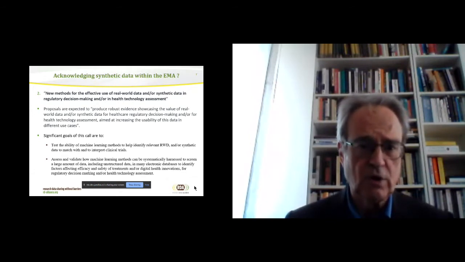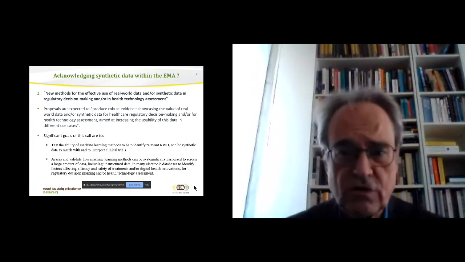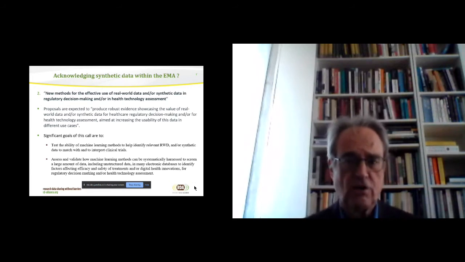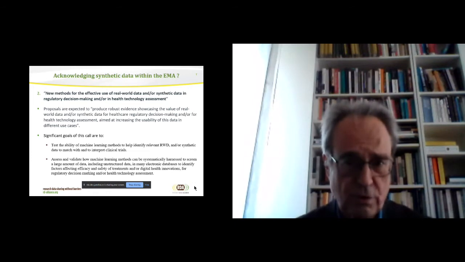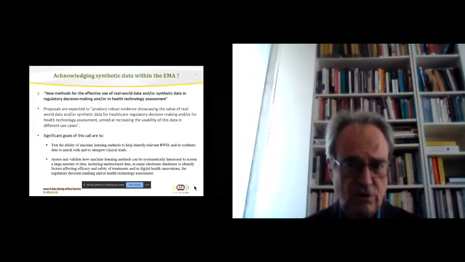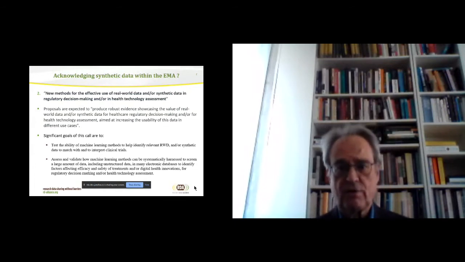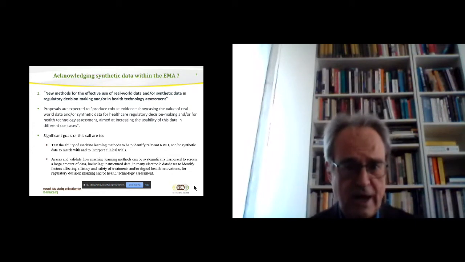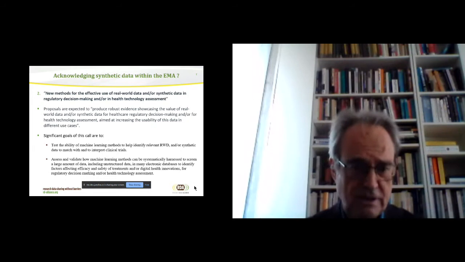The topic of the call is new methods for the effective use of real-world data and/or synthetic data in regulatory decision-making and/or in health technology assessment. Proposals are expected to produce robust evidence showcasing the value of real-world data and/or synthetic data for healthcare regulatory decision-making and/or for health technology assessment, aimed at increasing the usability of this data in different use cases.